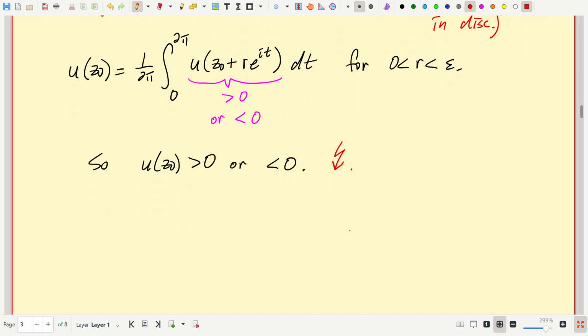So harmonic functions are pretty different from analytic functions when it comes to zeros. We know that for analytic functions, zeros are isolated. For harmonic functions, they can't be isolated. So they're way different.